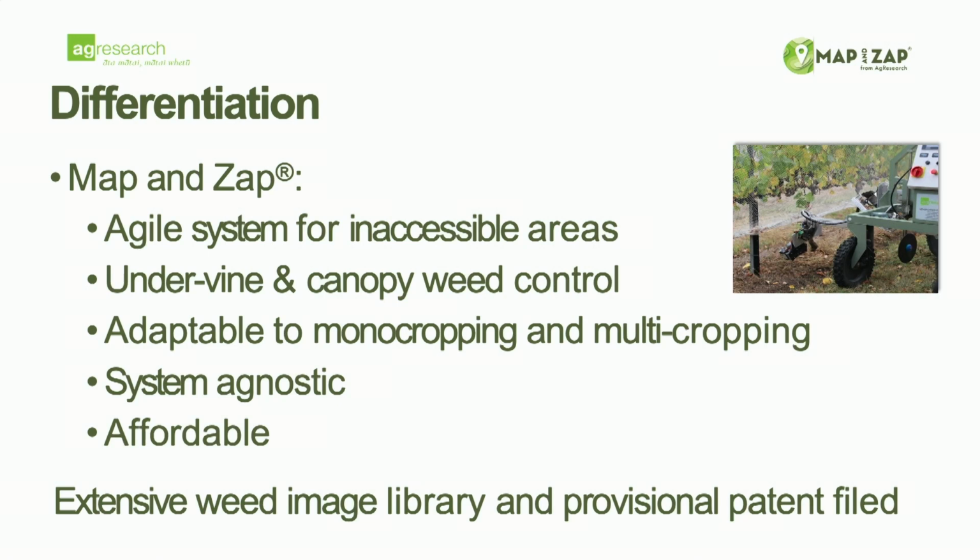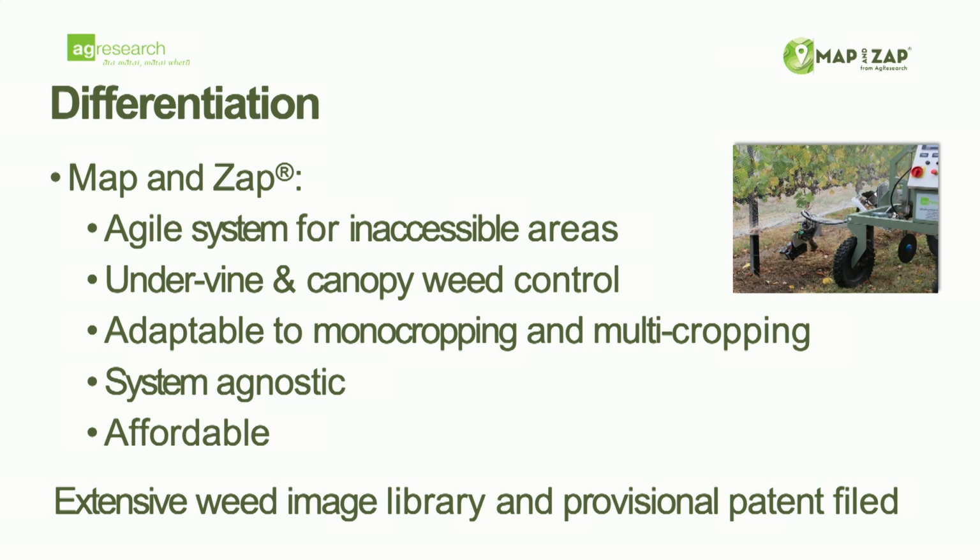So how does MAP and ZAP differentiate itself, or what is our system? How is it different? Probably one of the key things about it is the ability to go under canopies and into less accessible areas where larger systems on 3-point linkages might struggle to fit. I guess the other point about it is that it's adaptable, and we have the ability to set it up for monocropping as well as multi-cropping, because we can differentiate green on green.